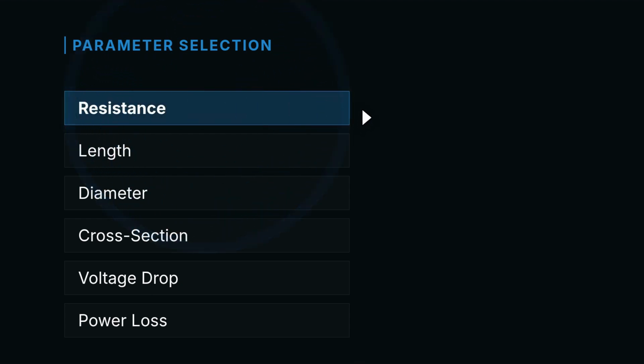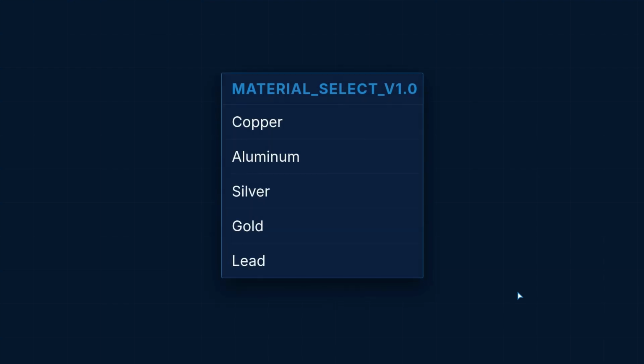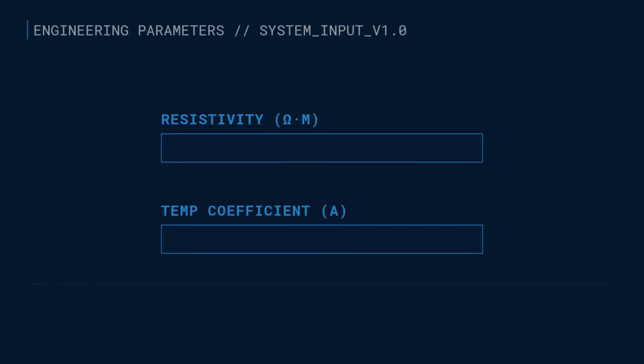For this demo, we're using Calculate Resistance. Next, choose your wire material. Options include copper, aluminum, silver, gold, tungsten, nickel, constantan, or custom value. We're selecting copper. Now enter your parameters.